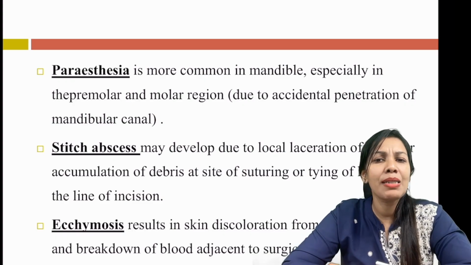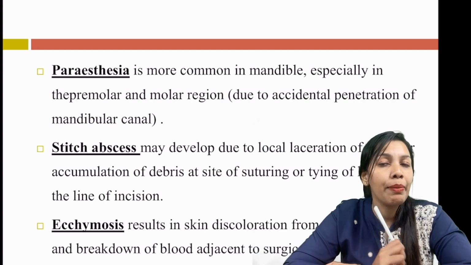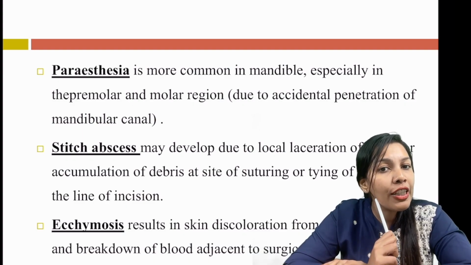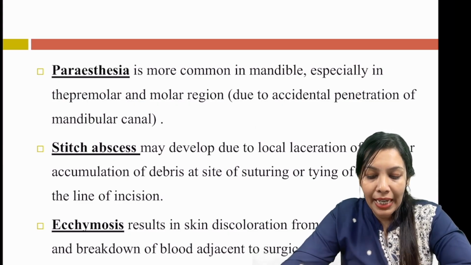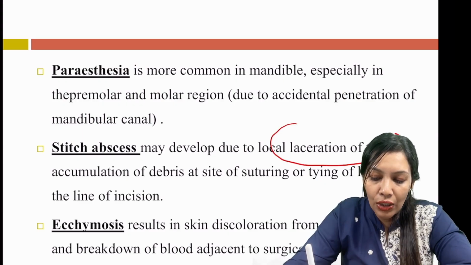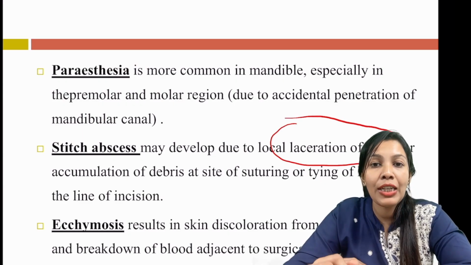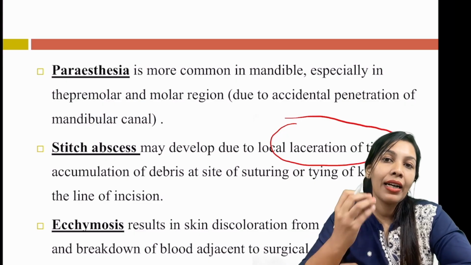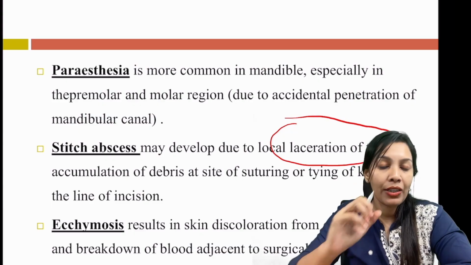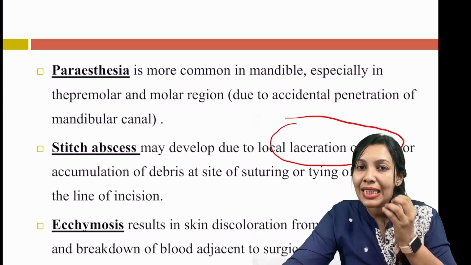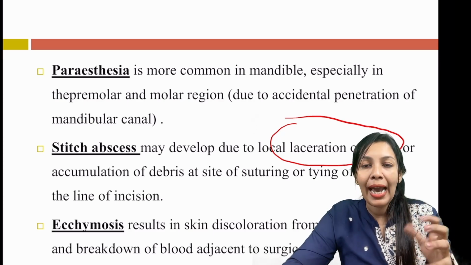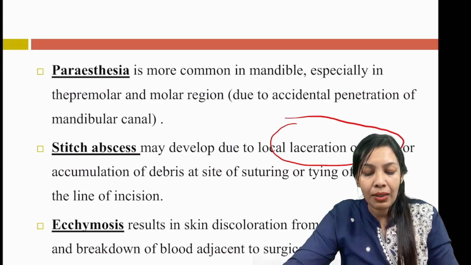Paresthesia is mainly seen in the mandibular area, especially in the molar area, because there might be accidental perforation of the mandibular canal. Stitch abscess may develop due to local laceration of the tissue and accumulation of debris, so a slight abscess might be seen. Ecchymosis is blood collection, skin discoloration because of the extravasation and breakdown of blood adjacent to the surgical site.